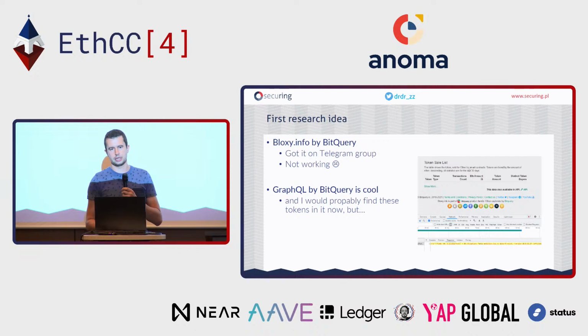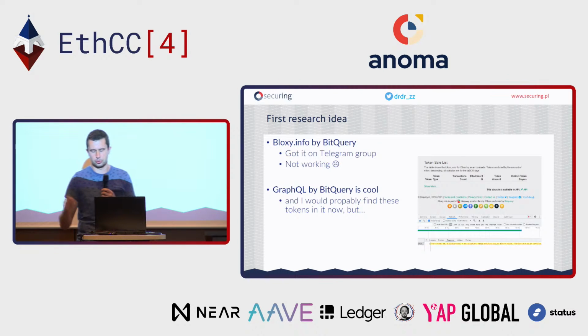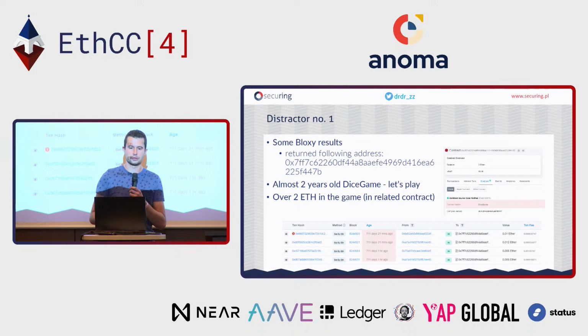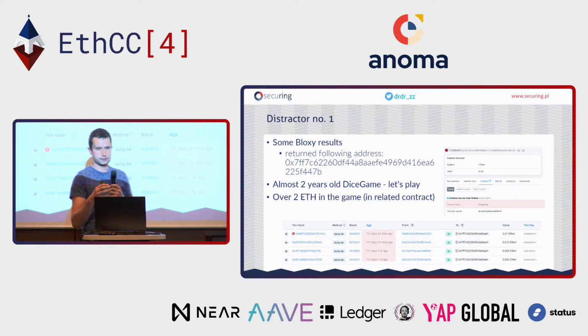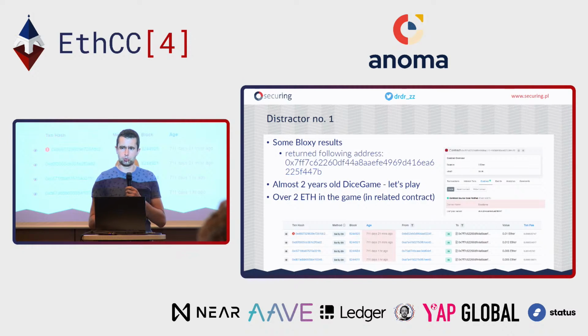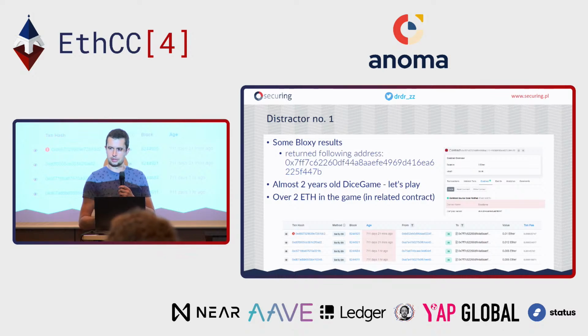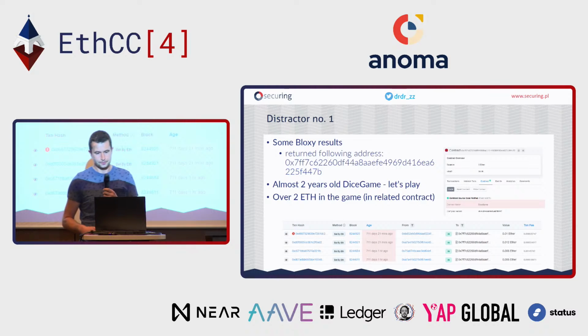But I just was trying to play with Blocksy and find a way to make it work. I played with some HTTP requests, and I came upon an address called a dice game. So some kind of game with randomness. Sounds nice, so let's play this game. Also, there were 2 ethers on this contract. And the third thing was that it was 2 years old, so quite an old contract, right?